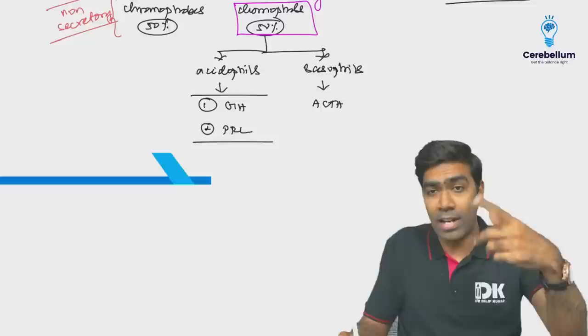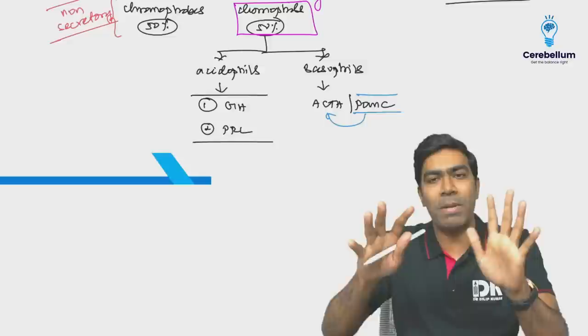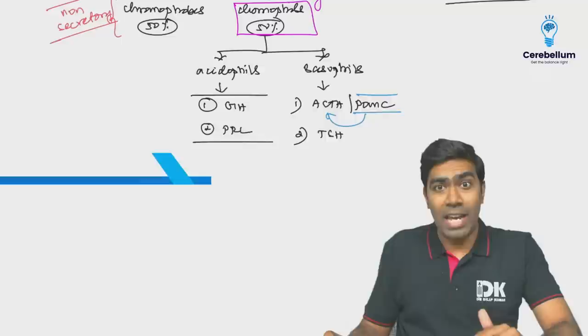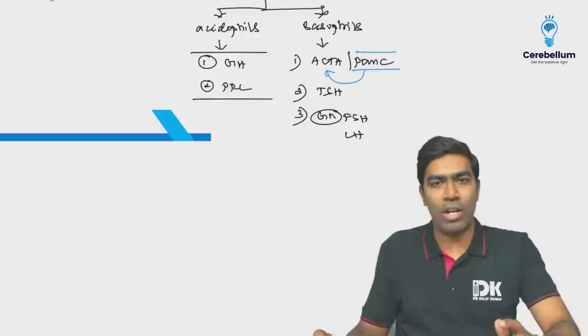What are the hormones secreted by the basophils? ACTH, a very important hormone, adrenocorticotropic hormone. They also secrete another hormone called POMC. In fact, pro-opiomelanocortin is the main hormone. ACTH is just a cut part of the POMC. From the big molecule POMC, if you split something off, that is ACTH. Second, TSH, thyroid stimulating hormone, or thyrotropin. Third, the gonadotropins, FSH and LH, follicle stimulating hormone and luteinizing hormone. So these are the hormones secreted by the basophils.